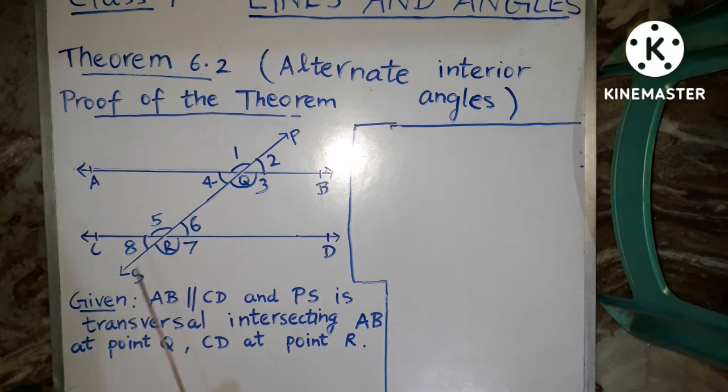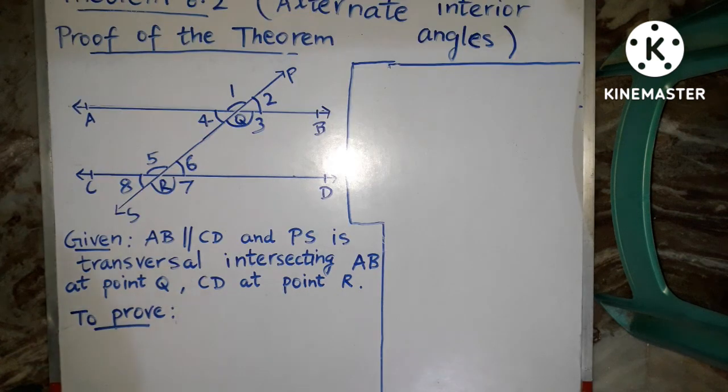So here it is given that line AB is parallel to line CD and PS is the transversal intersecting line AB at point Q, line CD at point R. Next we have to write what we have to prove. We have to prove that the pairs of alternate interior angles are equal. We can write that symbolically.